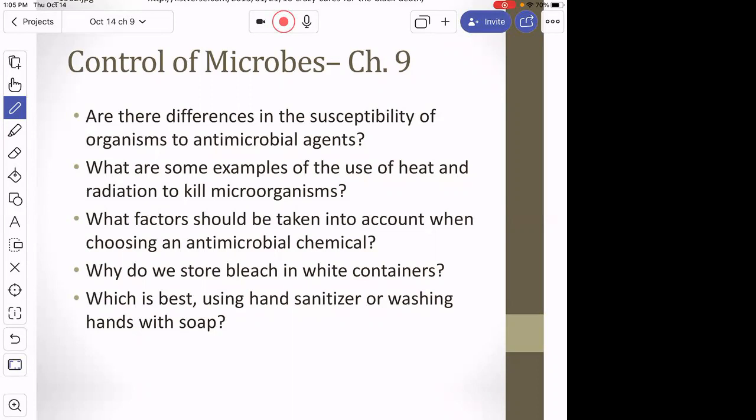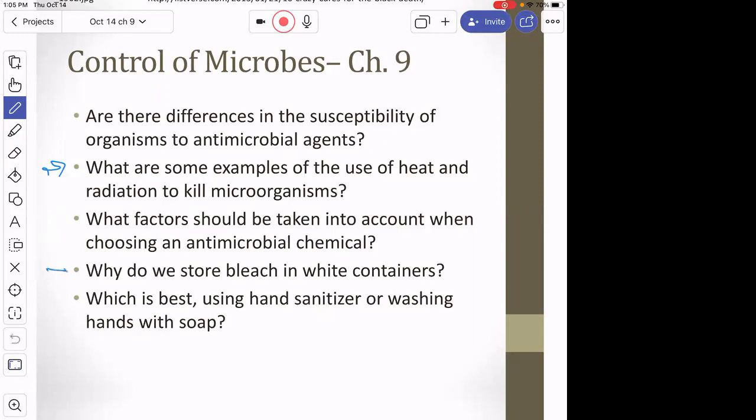Some of the physical ways that we're going to talk about the most are the use of heat and radiation. We'll explore different ways we use those two things. And then we're going to talk about some different chemicals that are used as well. I'm not going to talk about as many that are in the book, so it just makes things a little bit more manageable.